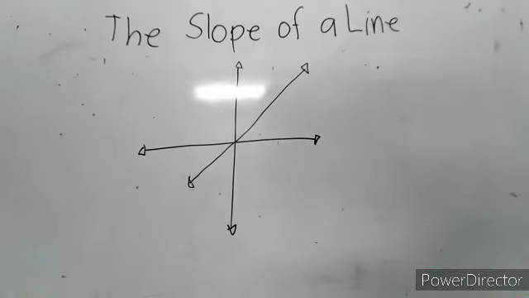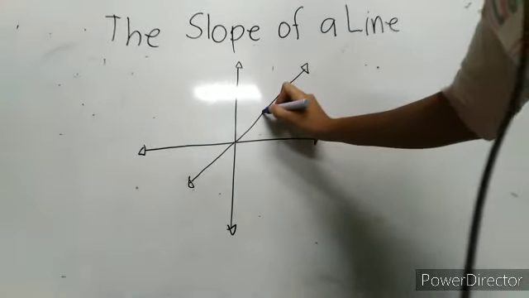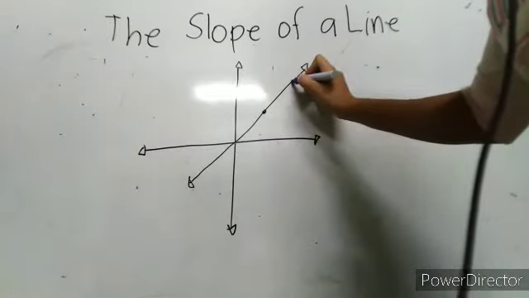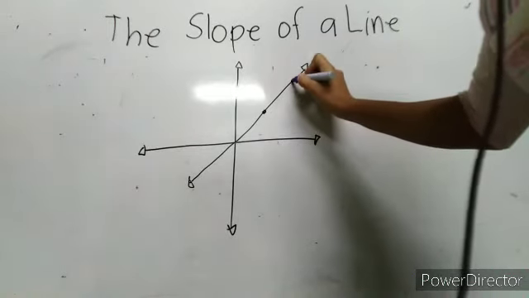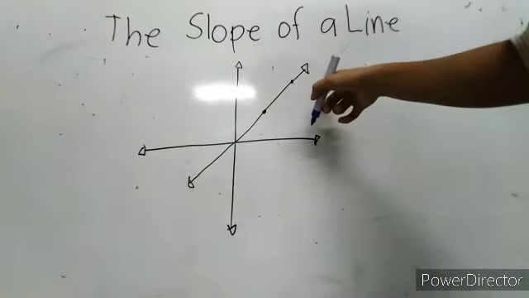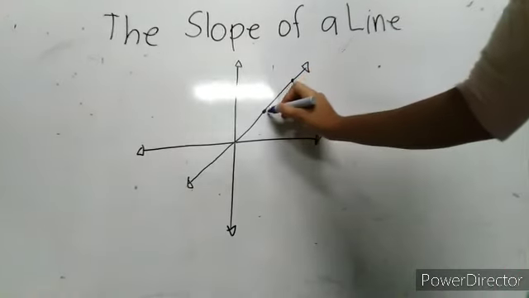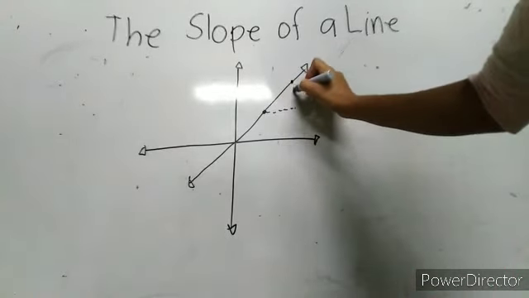The slope of a line is the ratio of the vertical change to the horizontal change as we move from one point on a line to another point. So, if we have here our two points on this graph, we have two points.